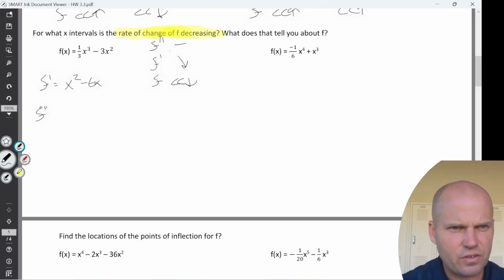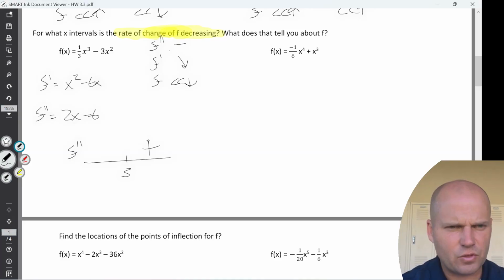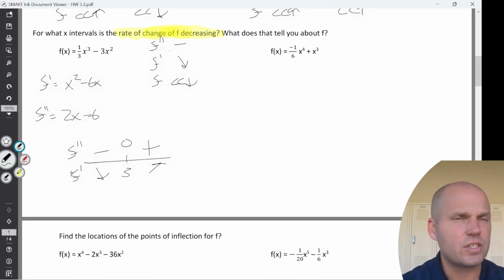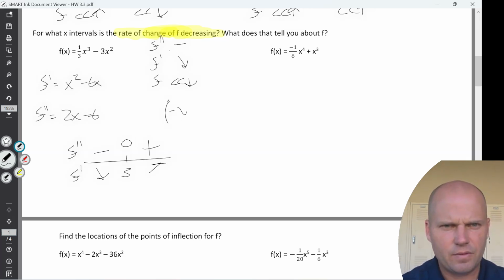So we go to our second derivative. We have an interesting point at 3. We'll have positives, we'll have negatives, which means f prime will be decreasing then increasing. The rate of change of f is f's slopes. F's slopes are decreasing from negative infinity to 3. And that tells me that f is concave down.